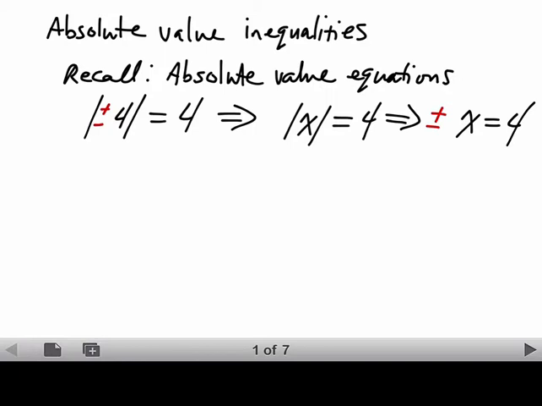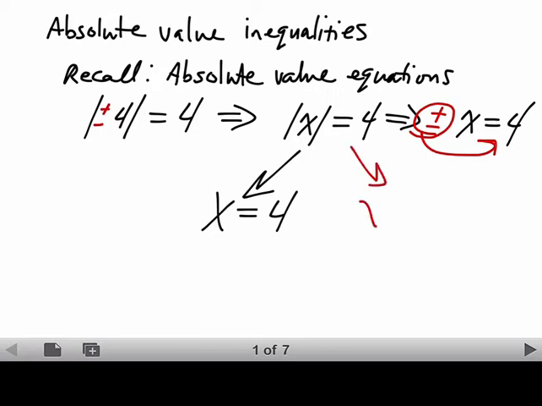But we didn't want the plus or minus with the x, and so we took it and moved it to the right-hand side. And remember, that gave rise to two equations. For one of them, we dropped the absolute value symbols, and for the other one, we dropped the absolute value symbols, and then we used the negative of what was on the right-hand side.